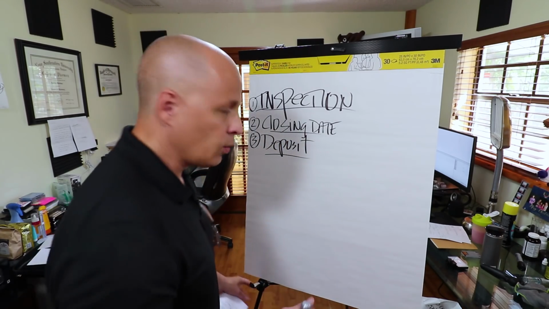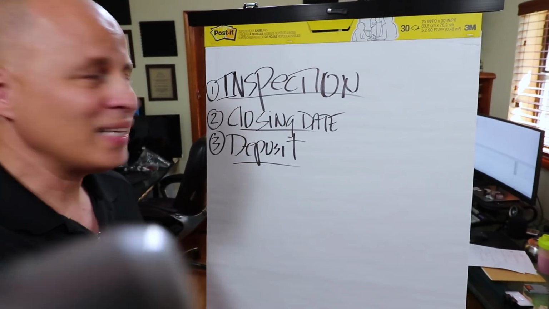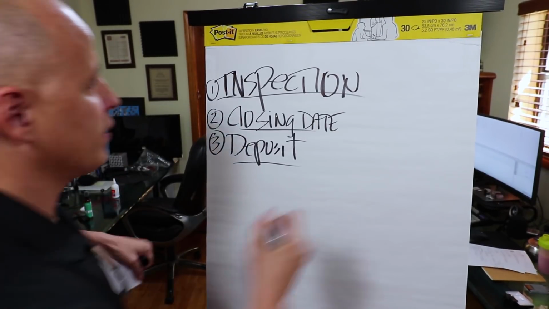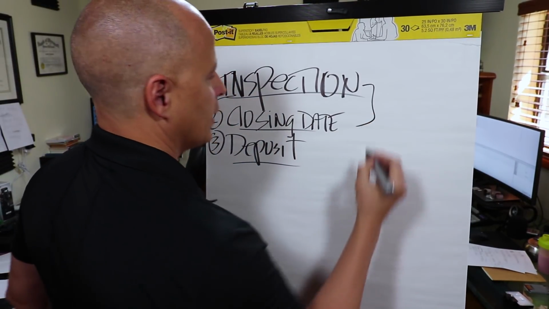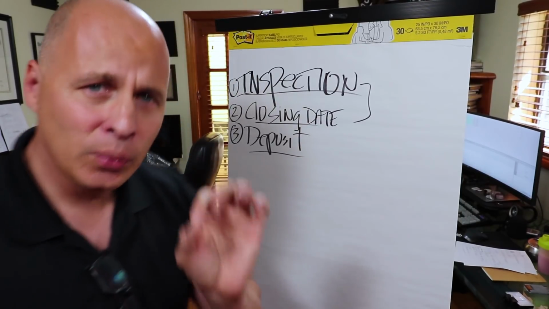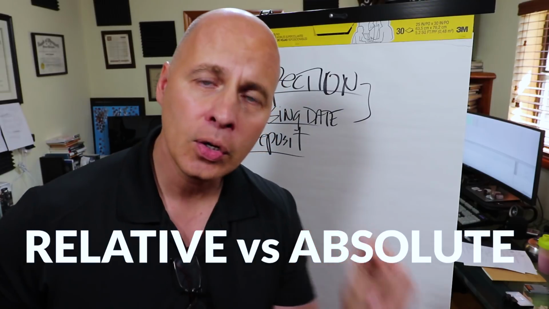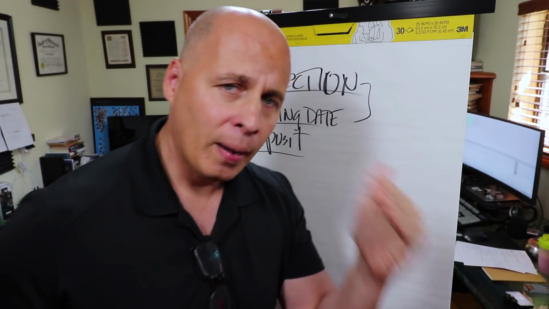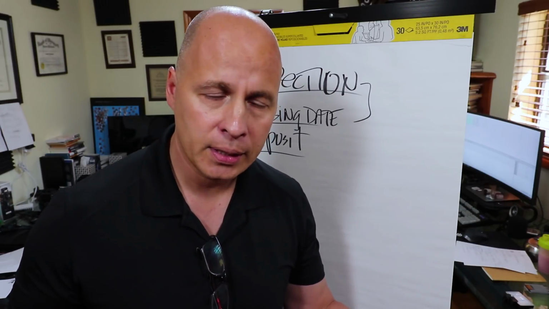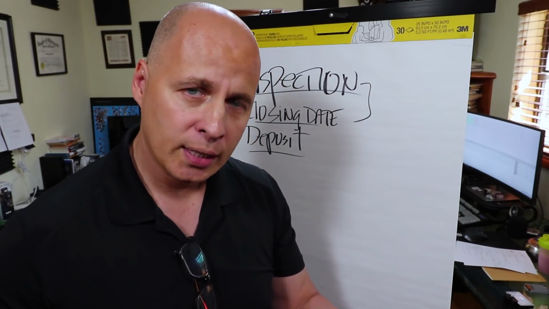So these 2 here, the closing date and the inspection period, are very much linked together. One of the things that I like to do in a contract is put what I call relative dates, not absolute dates. What do I mean by that? If I'm signing a contract with a seller today and I want to put a 10-day inspection period, I am not going to put the actual date.